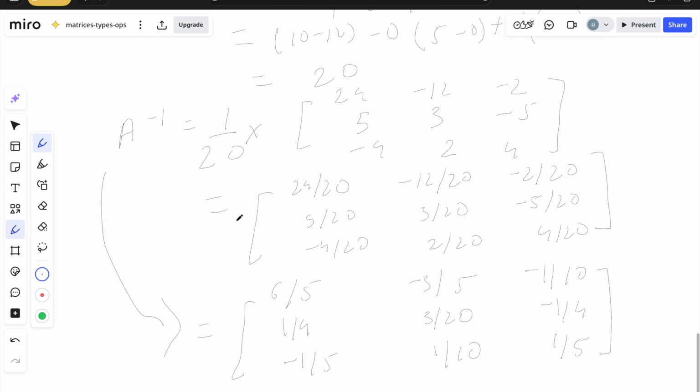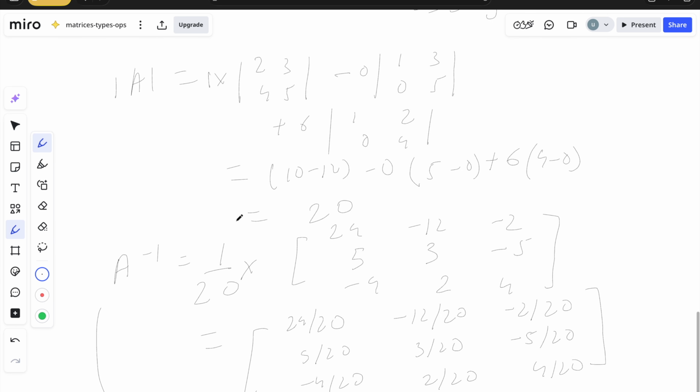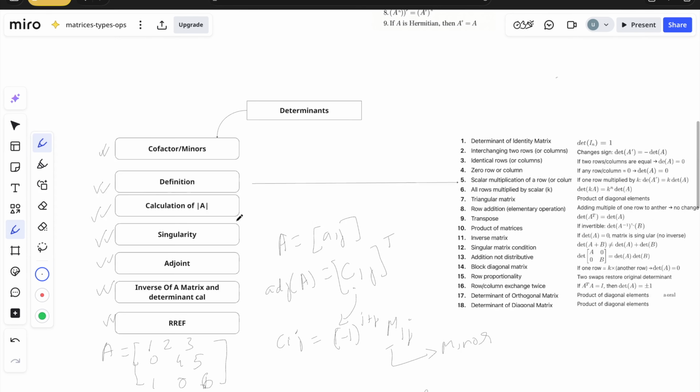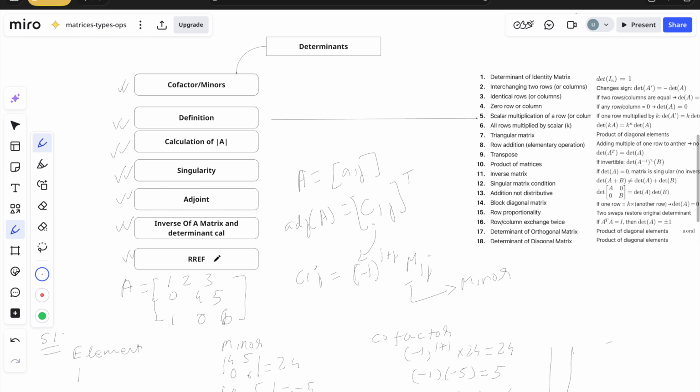Okay, now we will move to understanding the row reduced echelon form. The row reduced echelon form is one of the most important concepts to understanding the next part that we will be doing, the Gauss elimination method, and we will also be solving code examples based on that. So let's move to it.